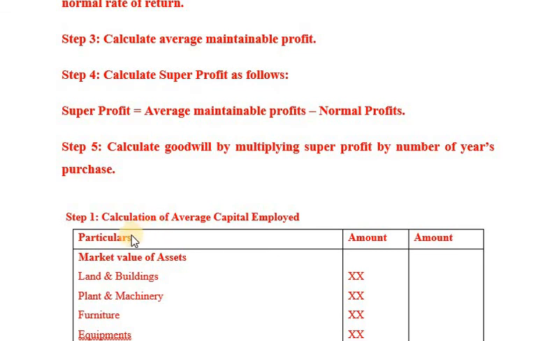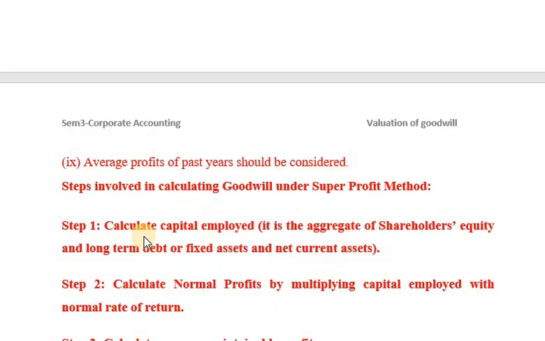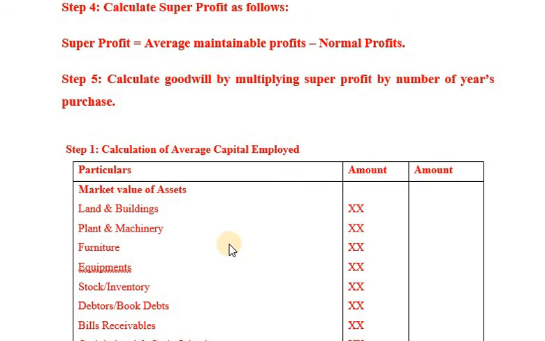Step number one, calculation of average capital employed. So, my dear students, I have told you already what is capital employed. Capital employed is the aggregate of shareholders' equity and long-term debt, or fixed assets and net current assets. It means capital employed is equal to fixed assets plus net current assets. Net current assets means working capital. In other words, current assets minus current liabilities is equal to net current assets. Now, step number one, calculation of average capital employed.